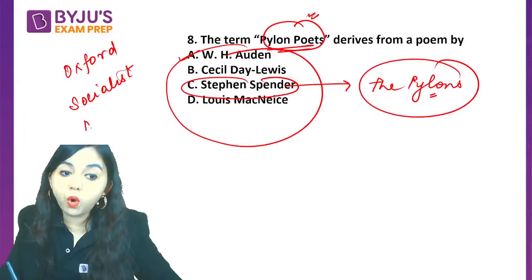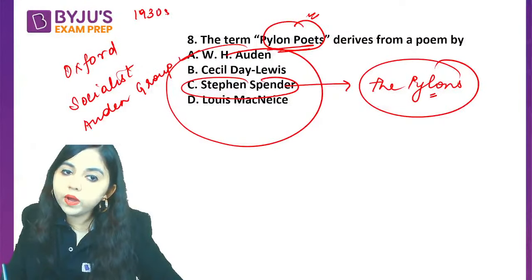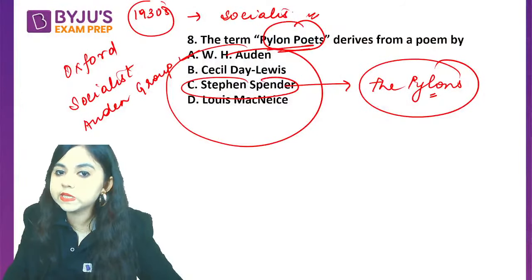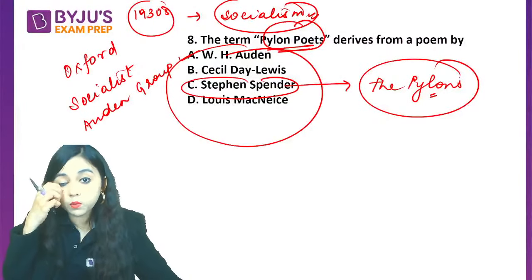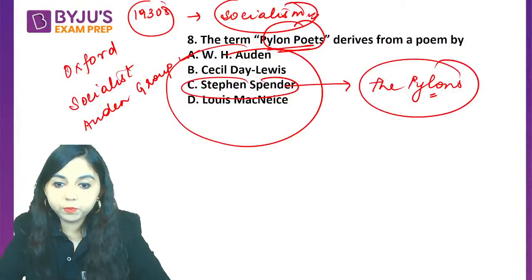W.H. Auden, they're also called the Auden group of poets. Basically, these are poets of the 1930s who were influenced by the socialism that they had studied at Oxford University. Socialism, as a way to bring in equality in society, is what they had studied. The MacSpaunday group is there.